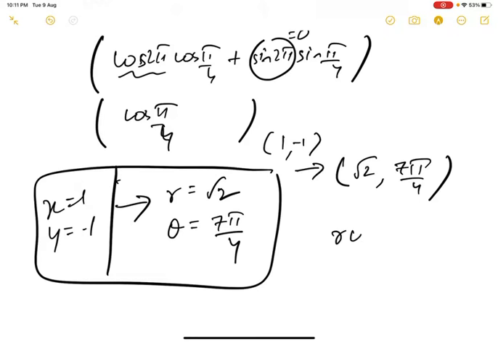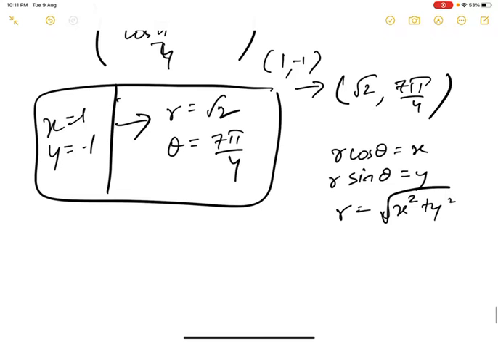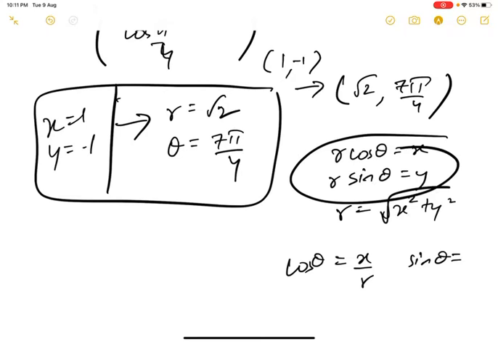The conversion formulas, if you want, I'll write down again. This is x, r sin theta is y, and r is root of x square plus y square. So your theta should always be a principal solution, and that principal solution should satisfy both conditions, that is cos theta should be equal to x by r and sin theta should be equal to y by r. That theta should satisfy both these equations. So first of all it should be principal, after that it should satisfy both.